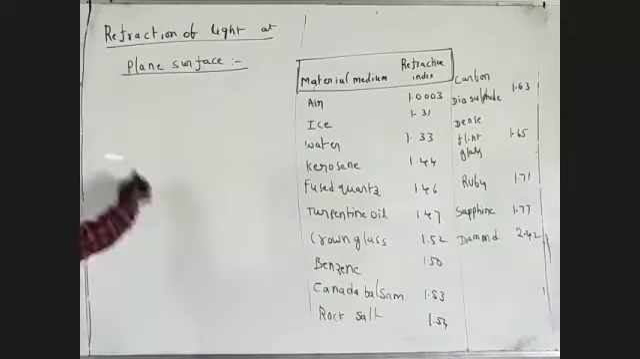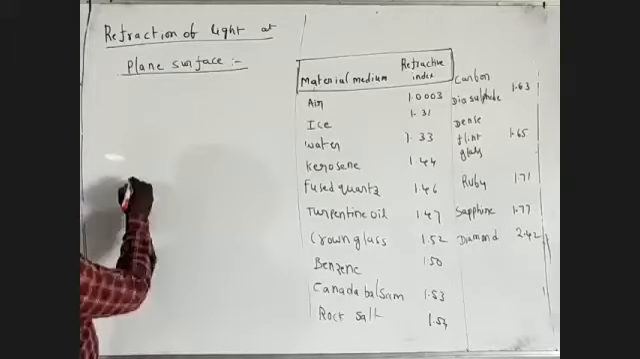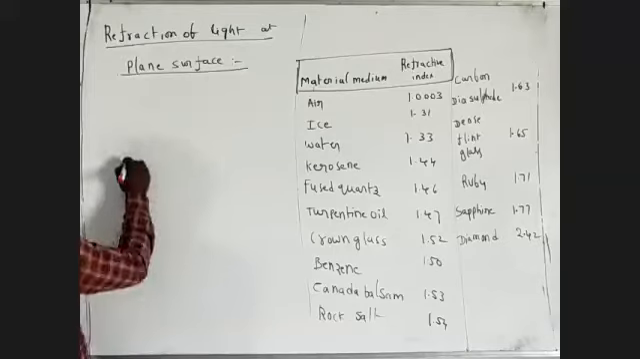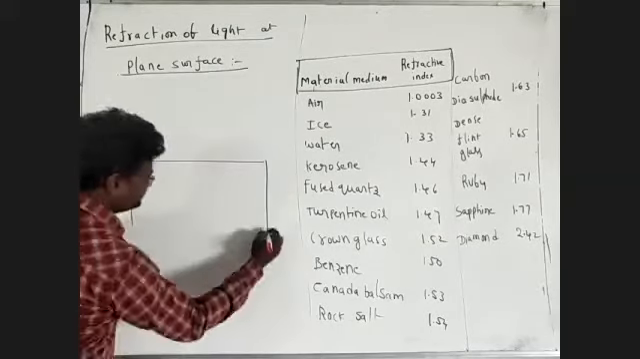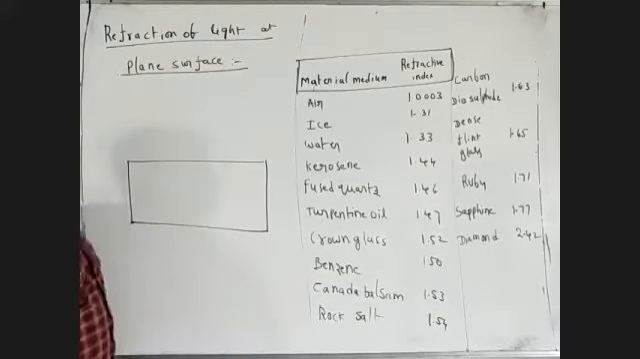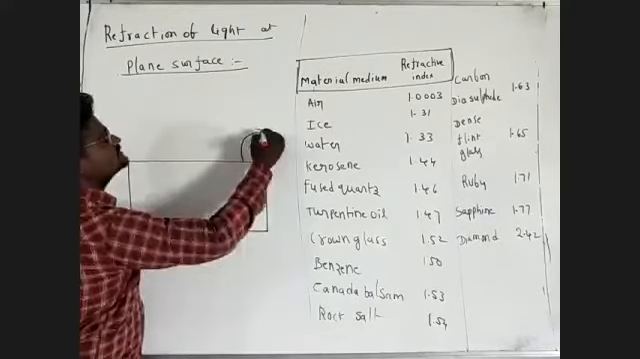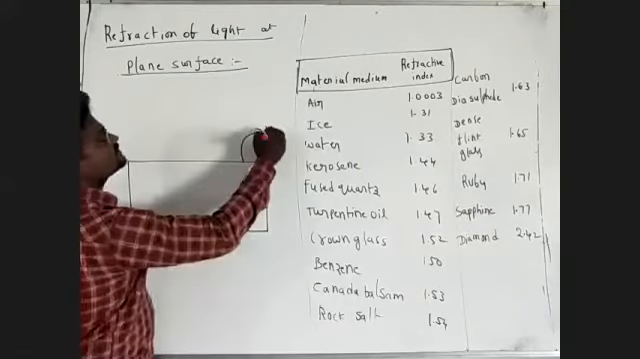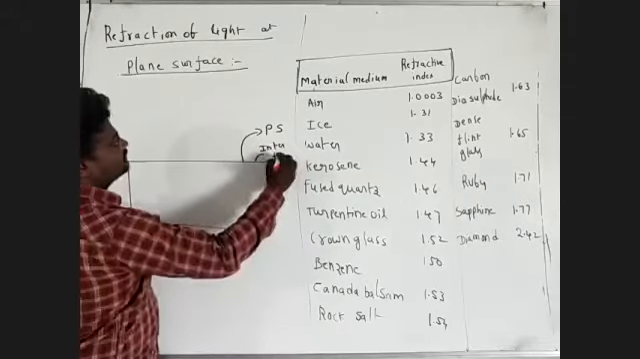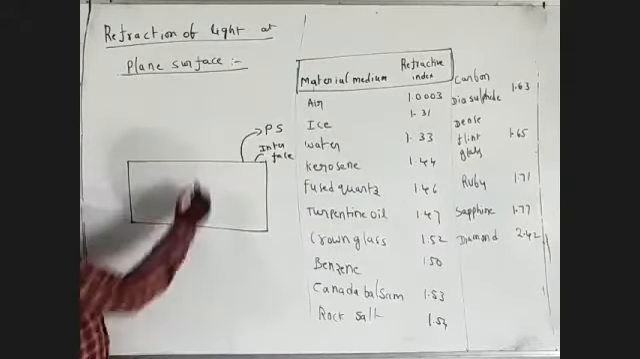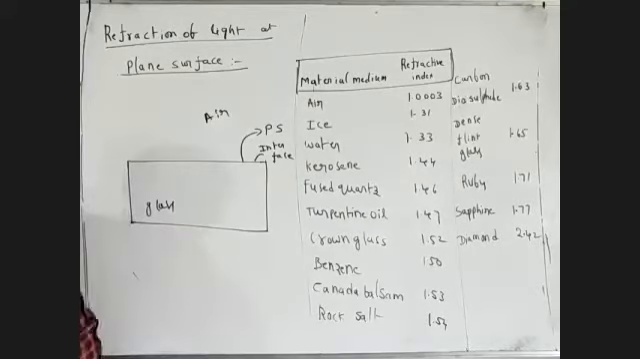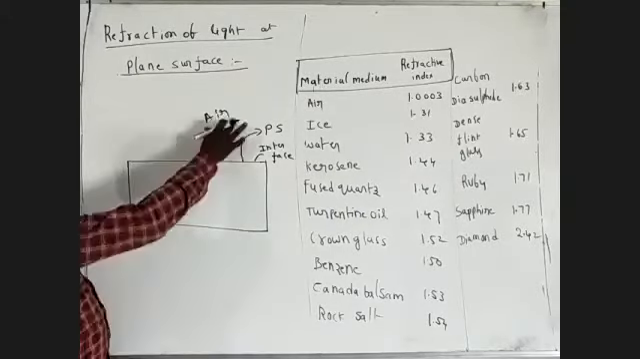So first of all, this is a glass slab. This is a plane surface. This is an interface. Interface means it divides air and glass. This is air, this is glass.